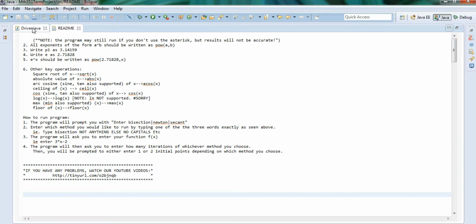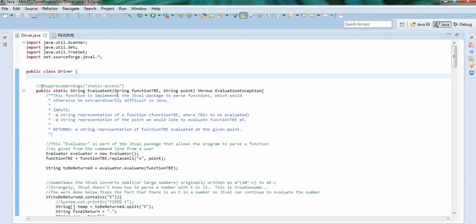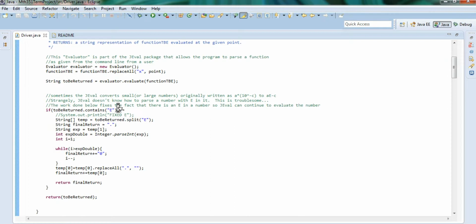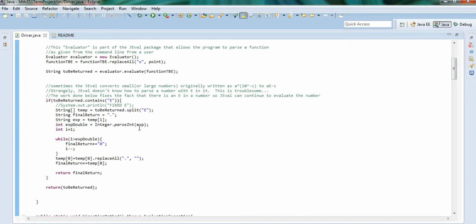If you go over here to the driver, you start off with a string, evaluate at function. This function takes in a user-defined function and a point, and it evaluates that user-defined function at that point and returns the string representation of it. If you see down here, we have some weird stuff going on.